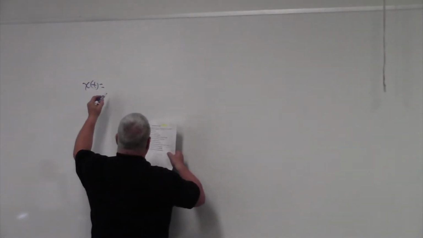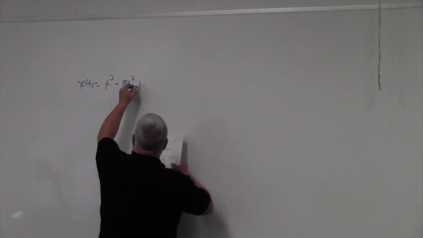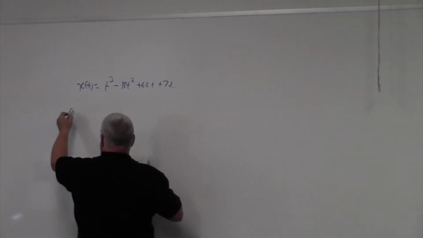All right, so what do we have to start with? What was the formula that Danny put together? He used his iPad, and what was the bottom line function that Danny developed for us? The function for position. All right, and that is x of t is equal to t cubed minus 18t squared plus 60t plus 72.